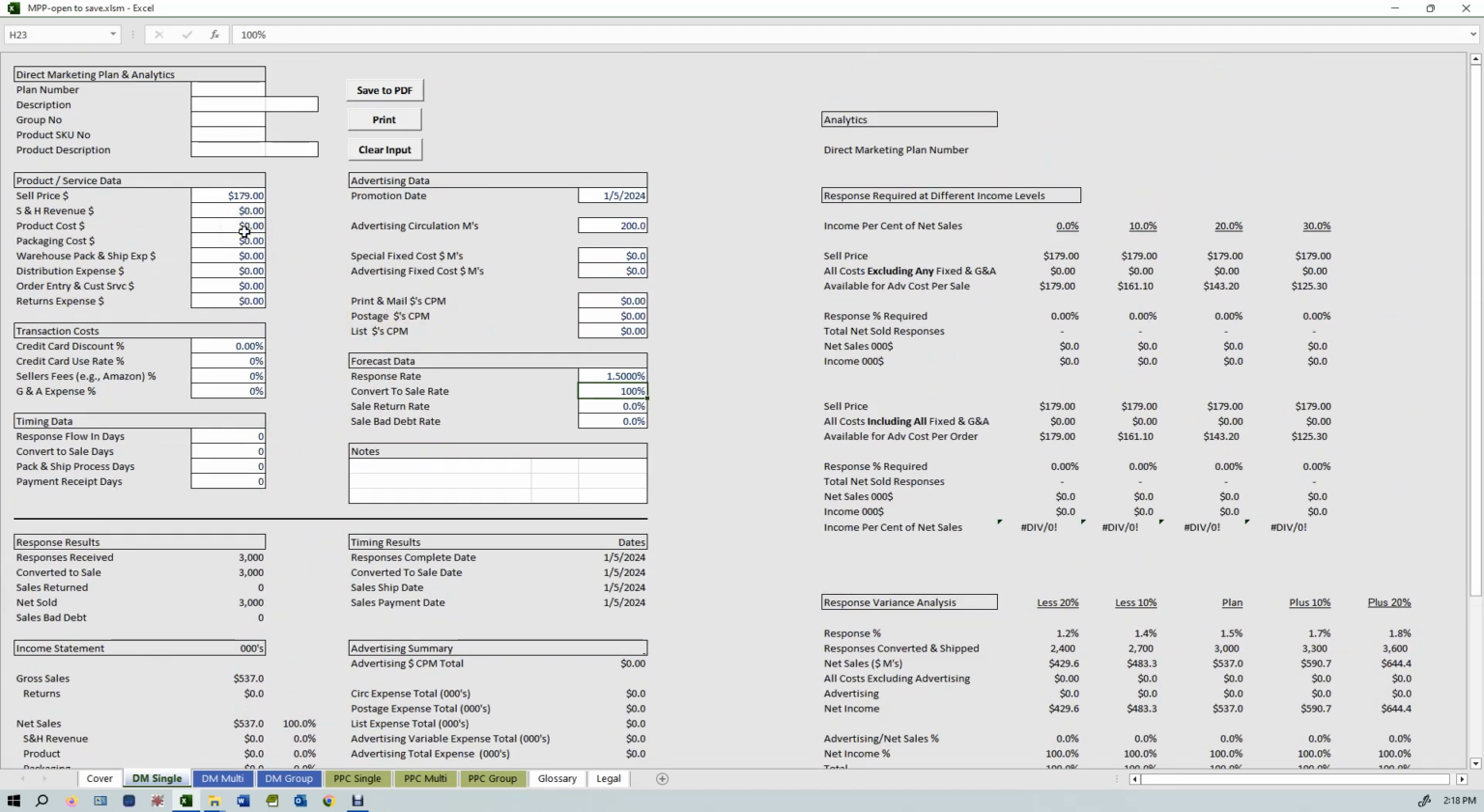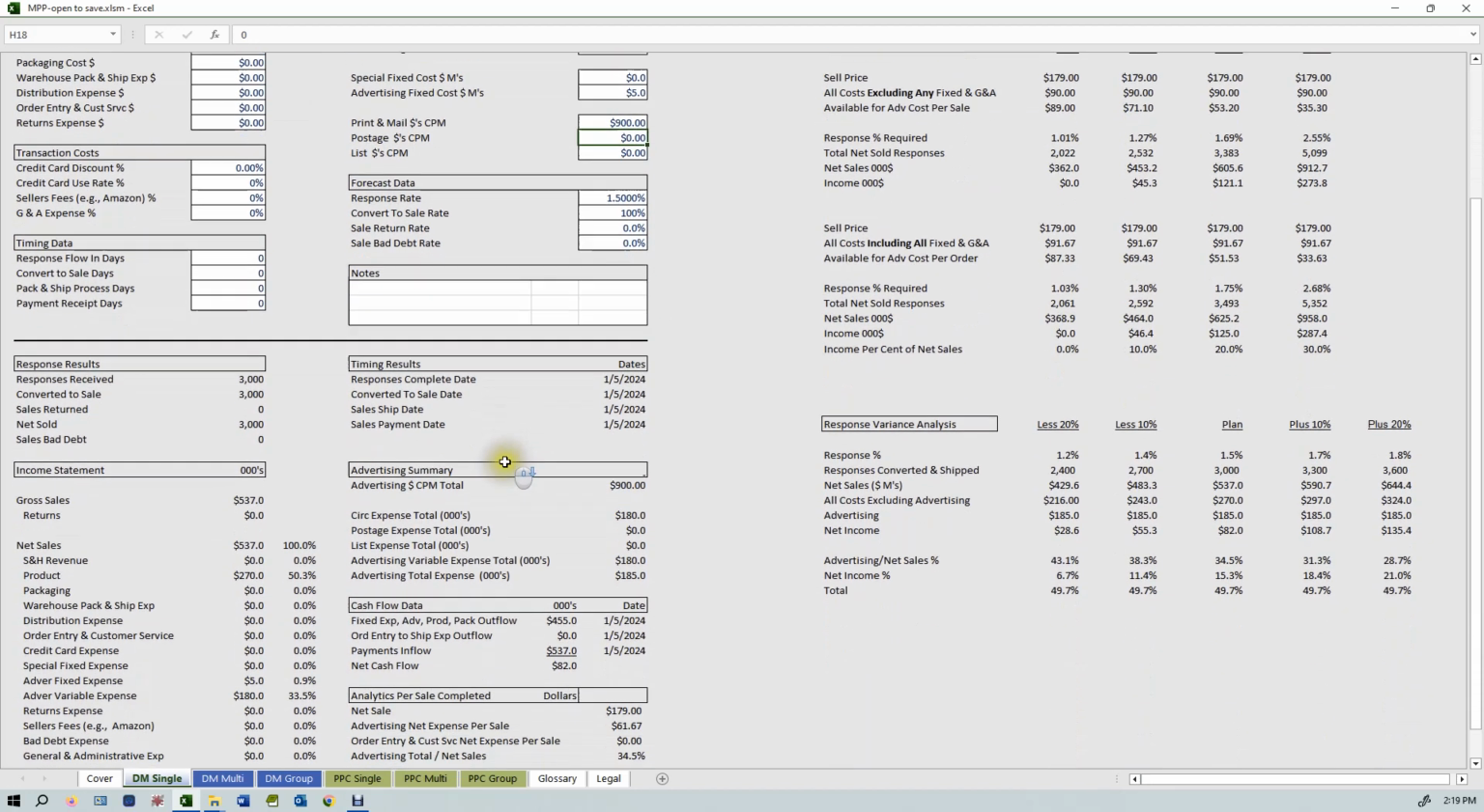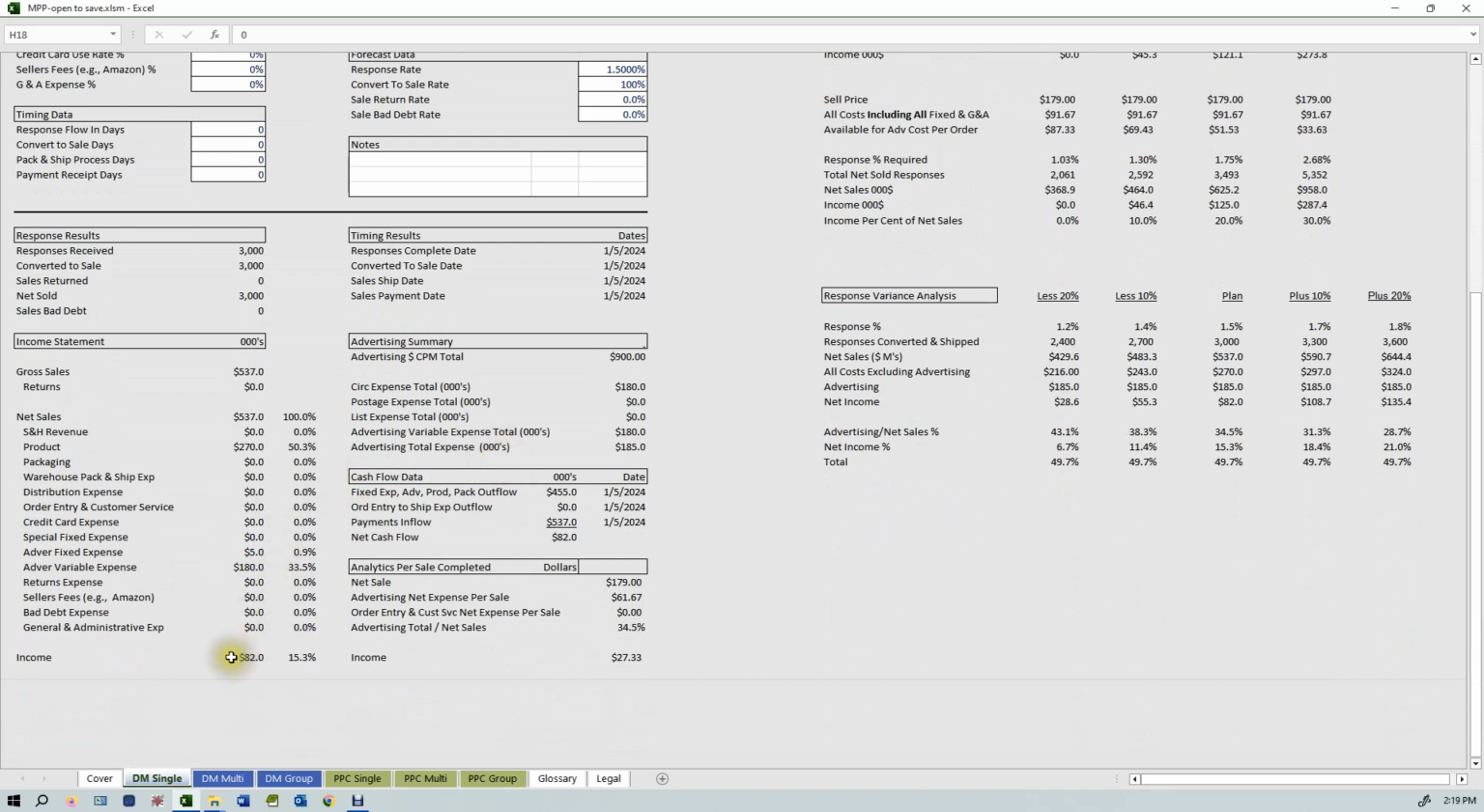Now we'll put in some realism to it. I'm going to put in $90 in product cost, but that's to represent all of the costs in the different components there. I'm going to put in $5,000 in fixed cost for advertising, and I'm going to put in $900 per thousand for print and mail. This normally would be separated between postage, list, and print and mail. The response rate and convert to sale rate remain the same. So now you have an actual calculation: the campaign makes $82,000 or 15.2%.